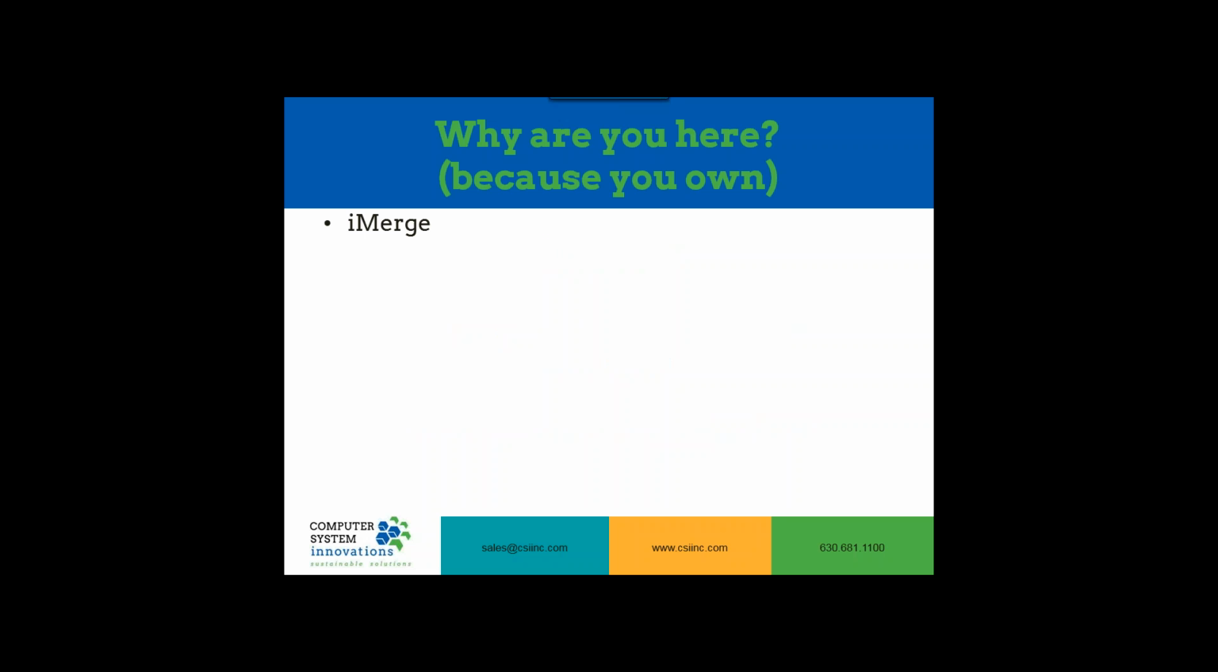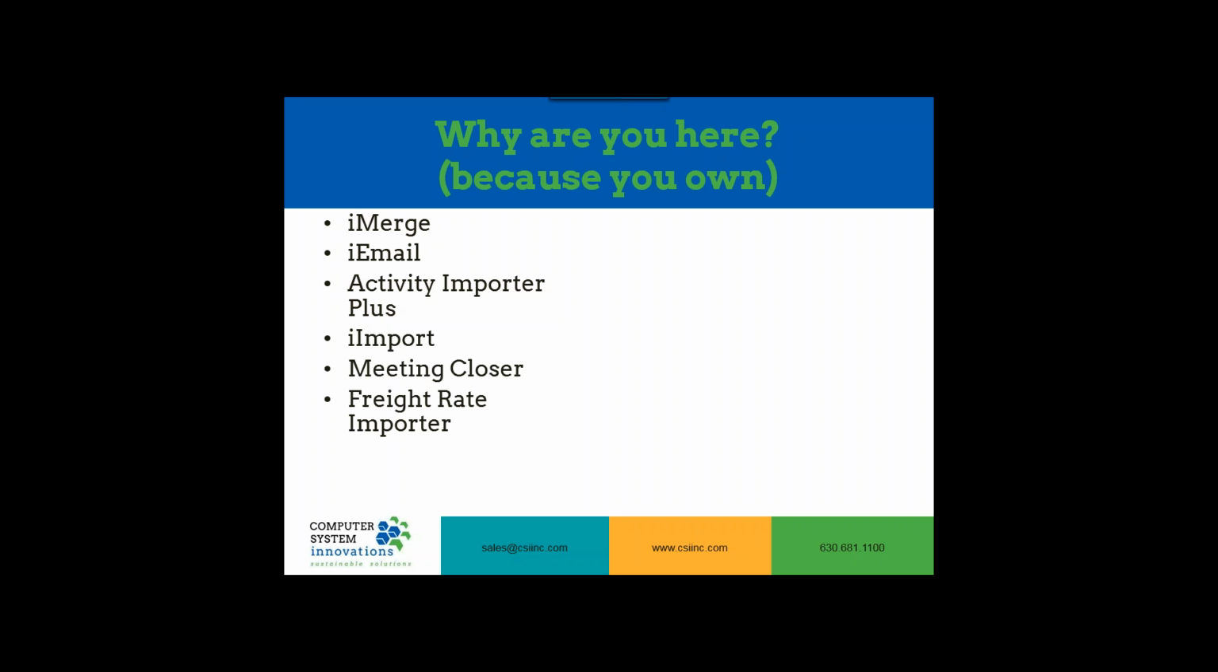So like I said, we invited a whole bunch of people. We invited anybody that owns iMerge, our duplicate merge manager product, iEmail, our Outlook integration. As an FYI, iEmail Cloud is coming out in this first quarter where you'll be able to use it with OWA, so all web-based. Activity Importer Plus, the easiest to use tool for bringing in activities into iMIS. iImport, the easiest to use tool for bringing in data into iMIS, bringing in and updating as well. Our famous Meeting Closer product for closing events and not losing any detail.